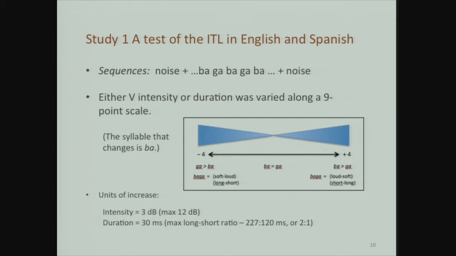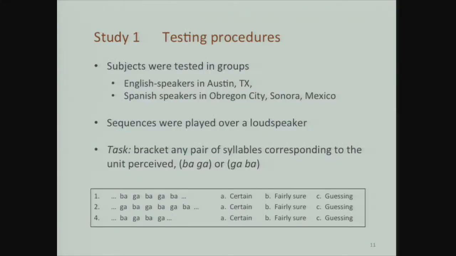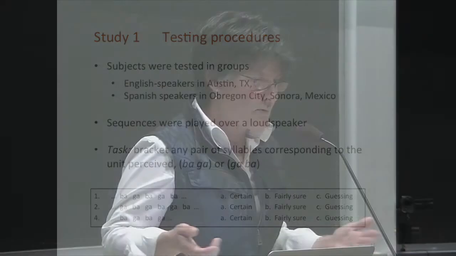We chose the increments at which we varied intensity and duration to be consistent with other studies of this type that have been done. We tested subjects in groups. The English-speaking subjects were in Austin, the Spanish-speaking subjects were in Mexico. And these subjects are all university students, so they're about as monolingual as we could get university students to be, which is to say in these cases they all had had a few semesters, say, of Spanish or French, but none of them were functionally bilingual in any language other than their native language.